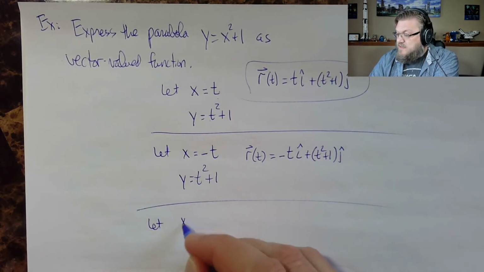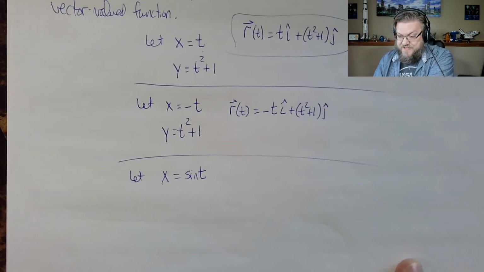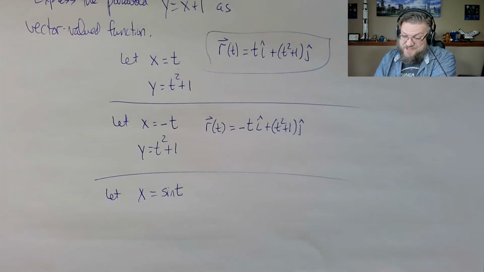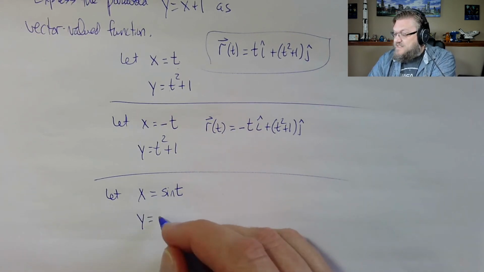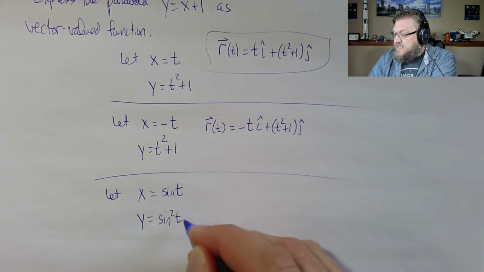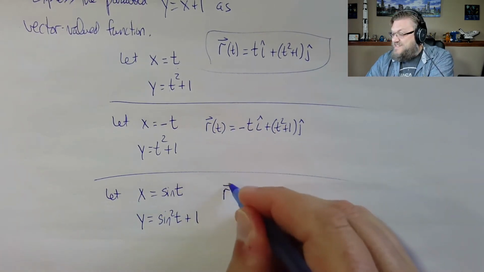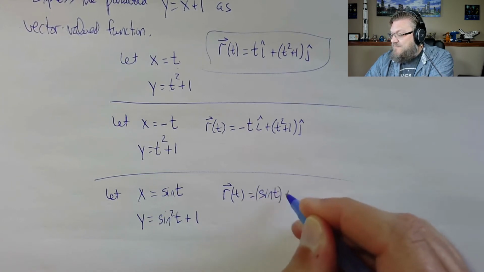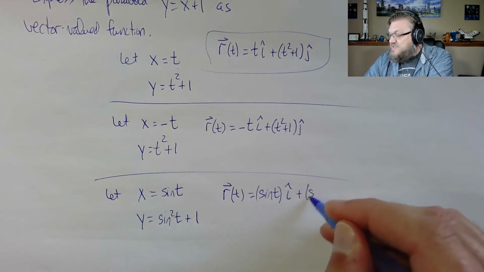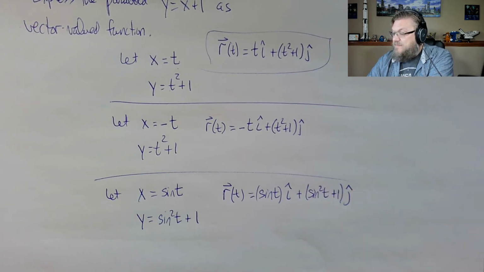Why pick x to be very simple? Couldn't I do this? Let x equal sine of t. Oh, are you kidding me? No one does this. Well, sometimes we do. x equals sine of t. Then y might be sine squared t plus 1. So my vector valued representation now is sine of t i plus (sine squared t plus 1) j.